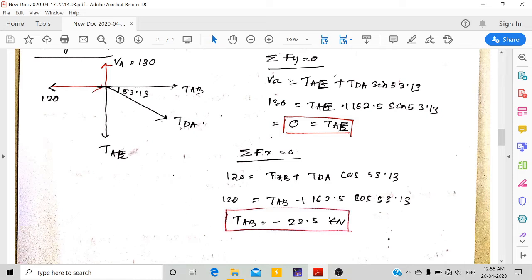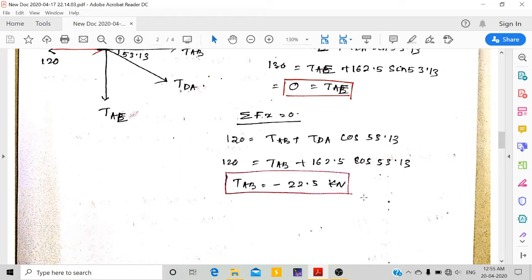So from this we got the magnitudes, and we can also say the positive signs are tension and the magnitudes which we are getting as negative are in compression. This is how we do the method of joints.